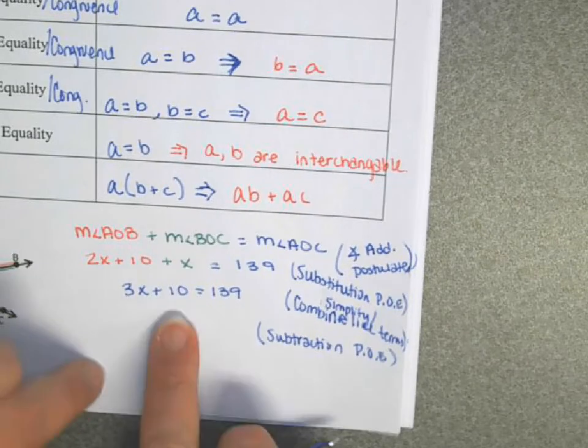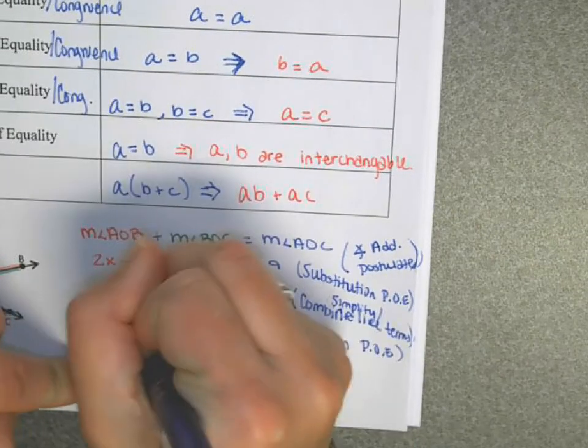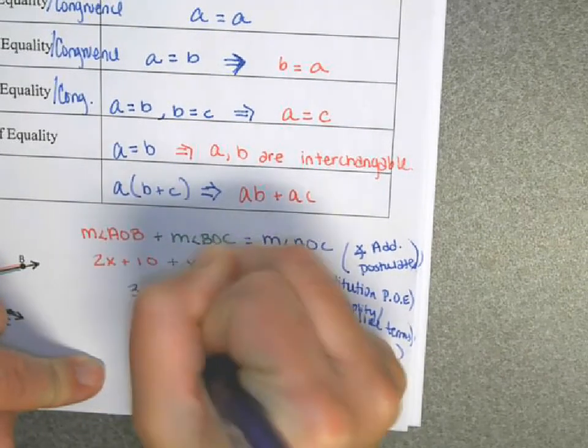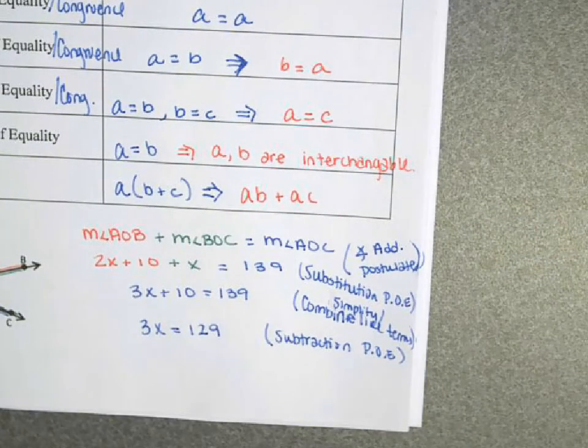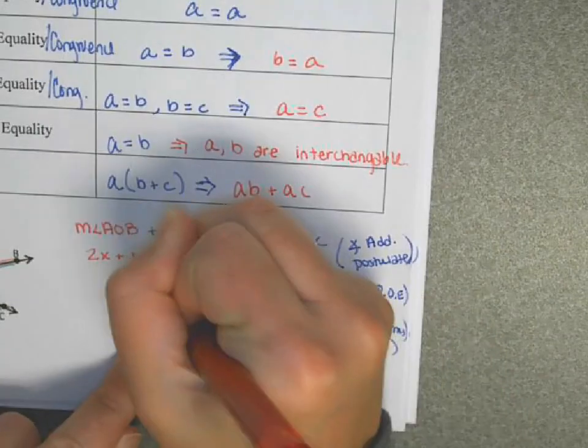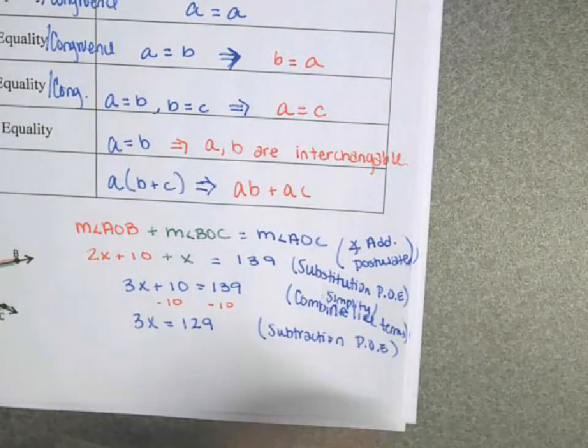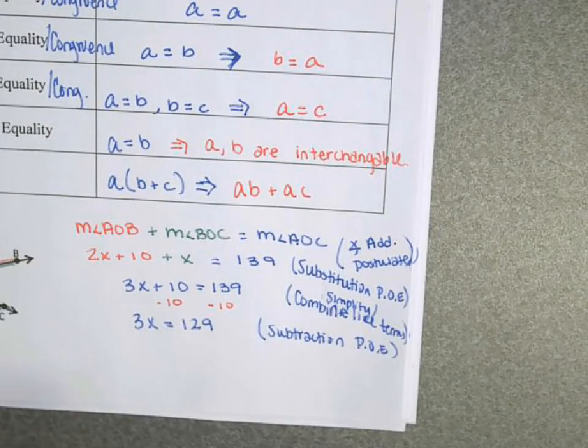Okay, so I subtract 10 from both sides, and I get 3x equals 129. I don't necessarily need to show that work in between. If you do need to show the work, showing of the work doesn't require a label. That is the subtraction property of equality. Does that make sense? So I don't necessarily have to put that in there. Okay, what should I do now?